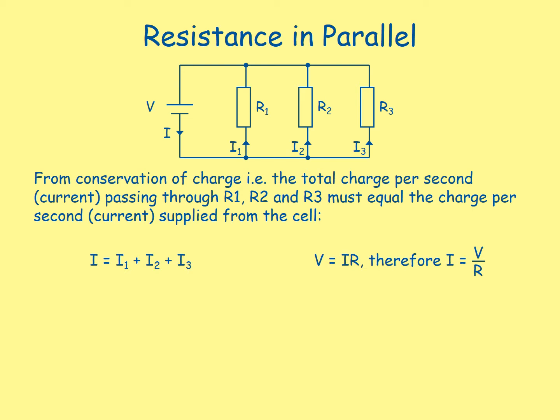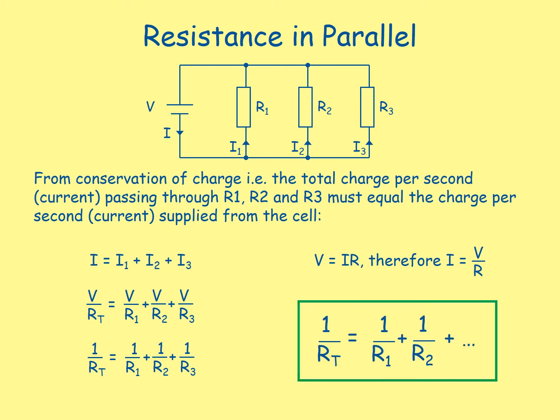We know Ohm's law, V equals IR, therefore I equals V over R. Replacing I with V over R in each case gets us V over our total resistance equals V over R1 plus V over R2 plus V over R3. We can eliminate voltage from both sides of this equation, and it leaves us with 1 over RT equals 1 over R1 plus 1 over R2 plus 1 over R3.